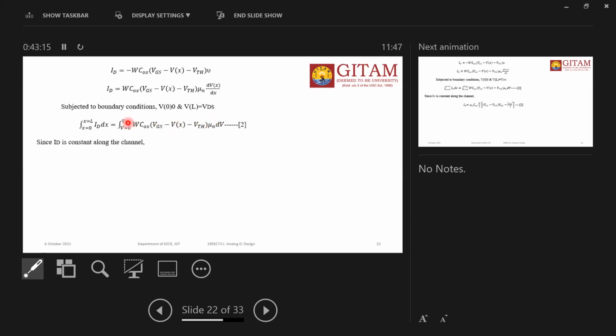So take this one and integrate both sides. Multiply with dx on both sides, then dx is cancelled. Then integrate x from 0 to L, and V from 0 to VDS. Since ID is constant along the channel, your formula comes out like this.